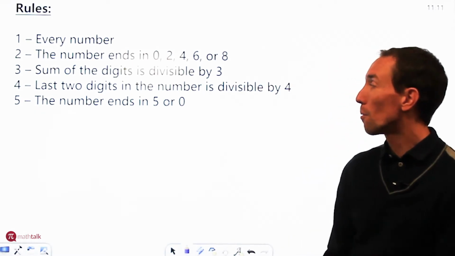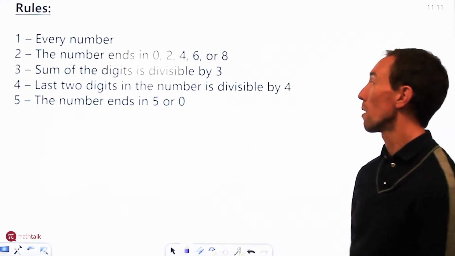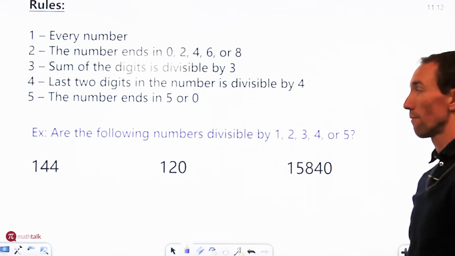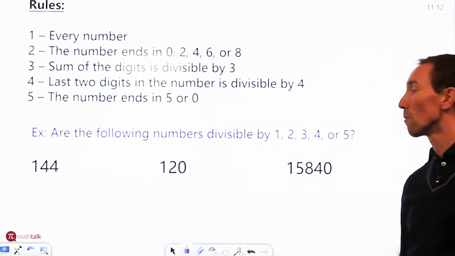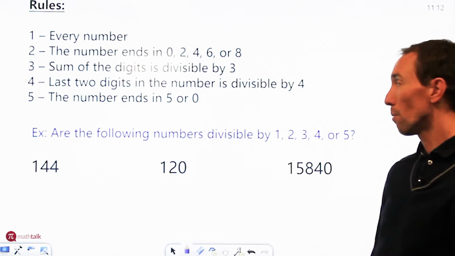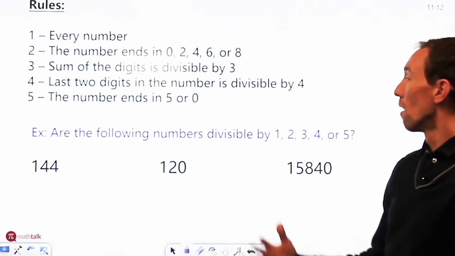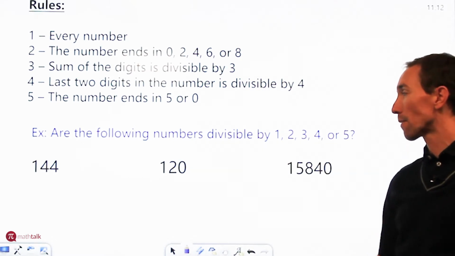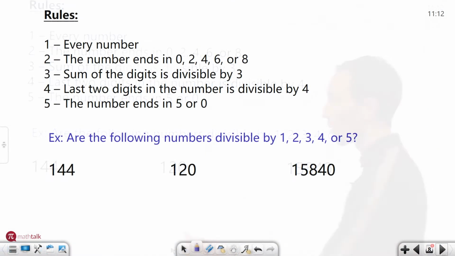So let's take a look at a couple examples to see if these rules apply. I have the rules up here just for reference, and I have 3 different examples. 2 of them are smaller numbers, 1 of them is a larger number, but we're going to apply the rules. So, are any of these numbers divisible by 1, 2, 3, 4, or 5? Let's look at the first one, 144. Yes, every number is divisible by 1, so that's good. Is it divisible by 2? Does it end in a 2, 4, 6, 8, or 0? Yes, it does. It ends in 4, which means this is divisible by 2.